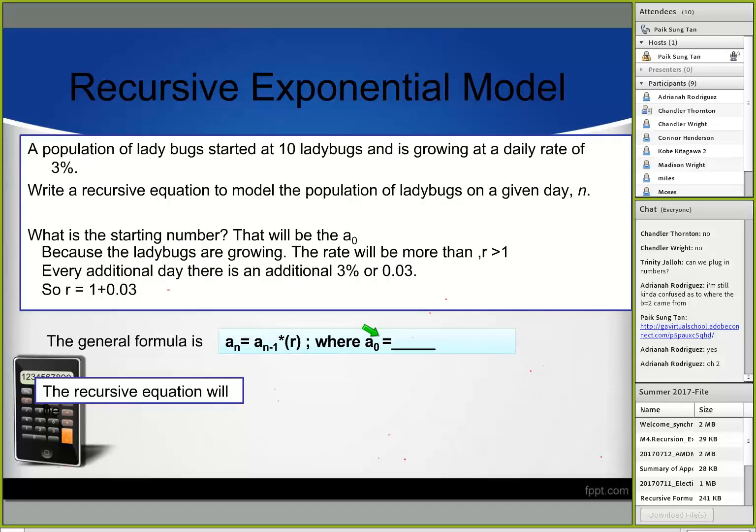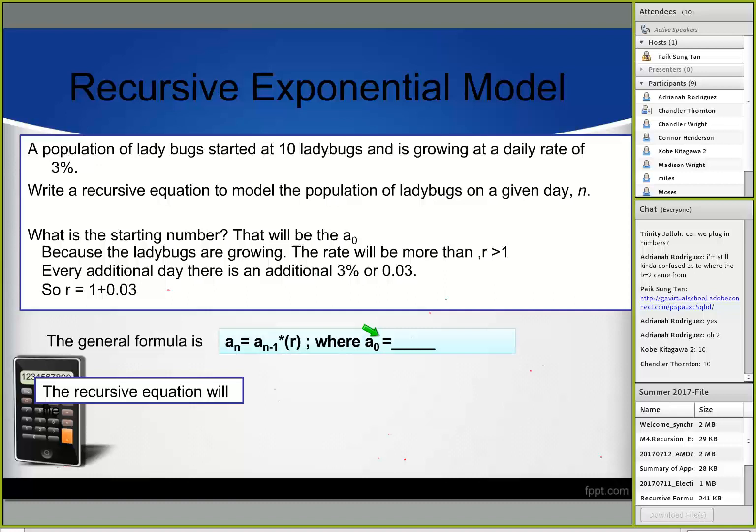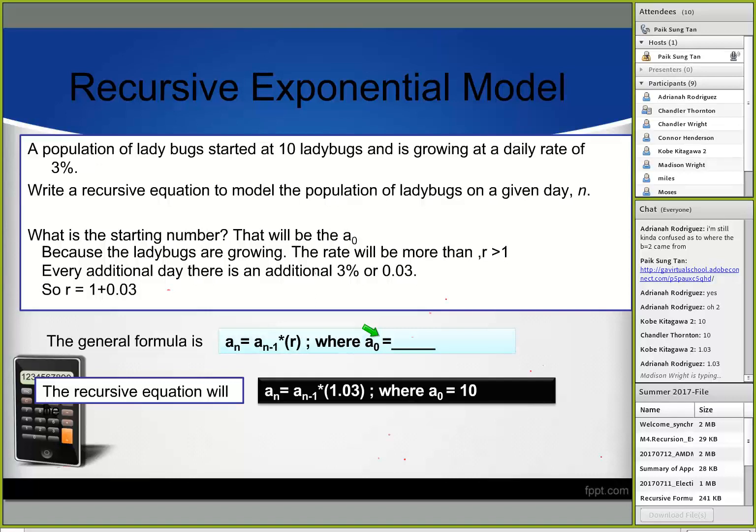So can somebody tell me in the chat box, what is my A sub 0? Thank you. And what is my R? Thank you. So what else do I need? So, with those being said, my R is 1.03, my A sub 0 is 10, my recursive equation is complete. That's it.